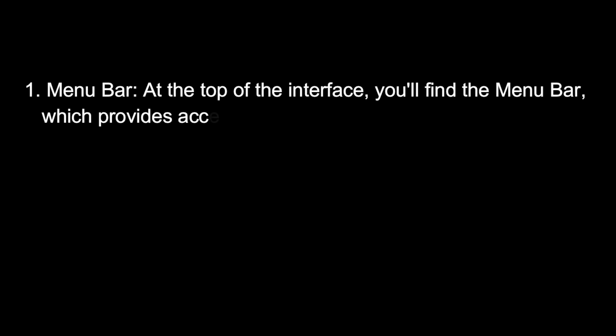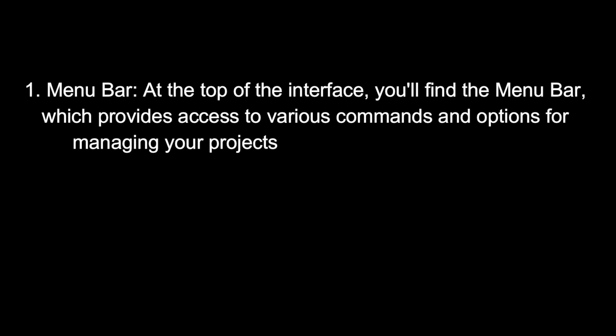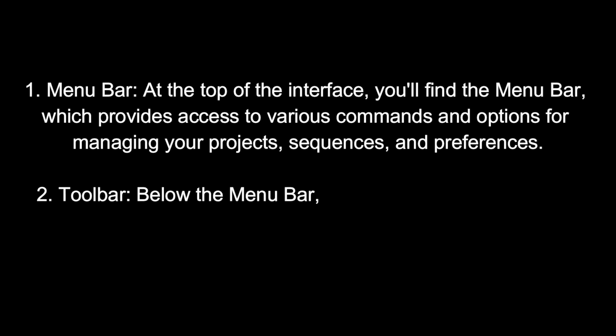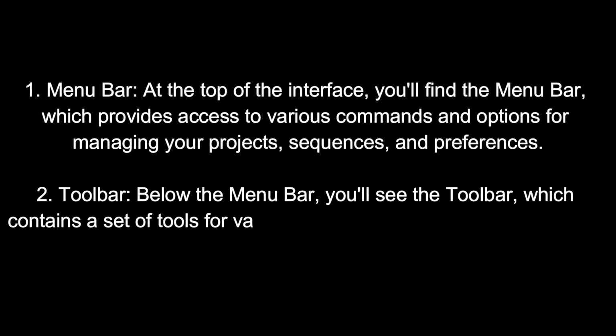1. Menu bar. At the top of the interface, you'll find the menu bar, which provides access to various commands and options for managing your projects, sequences, and preferences. 2. Toolbar. Below the menu bar, you'll see the toolbar, which contains a set of tools for various tasks, such as selection, trimming, editing, and more.